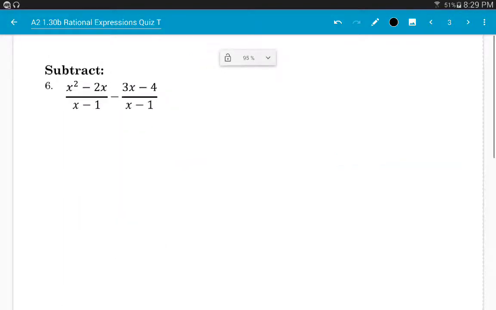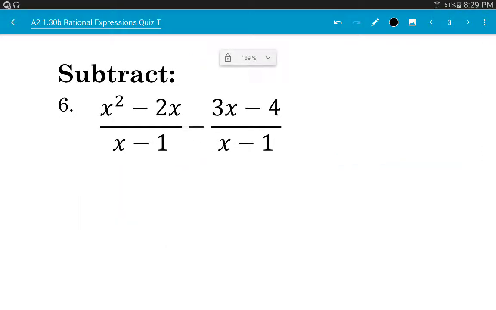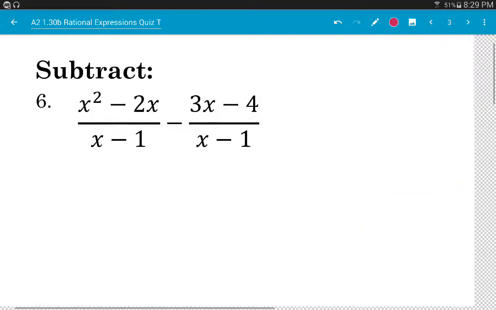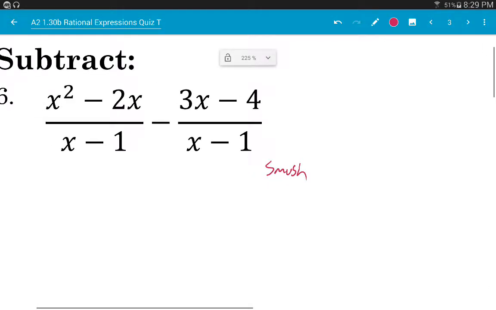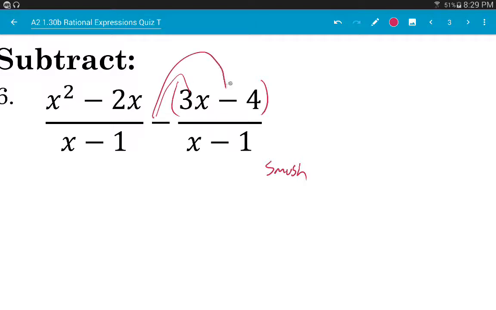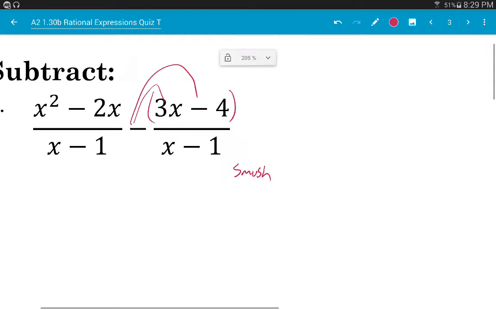With subtraction, I have the same thing. I want to get a common denominator. Oh wait, look how kind I was. I already gave you one. So I can smush them because they have a common denominator. And when I smush them, I need to be aware that the subtraction applies to both of these terms. So I'm going to distribute the negative as I rewrite.